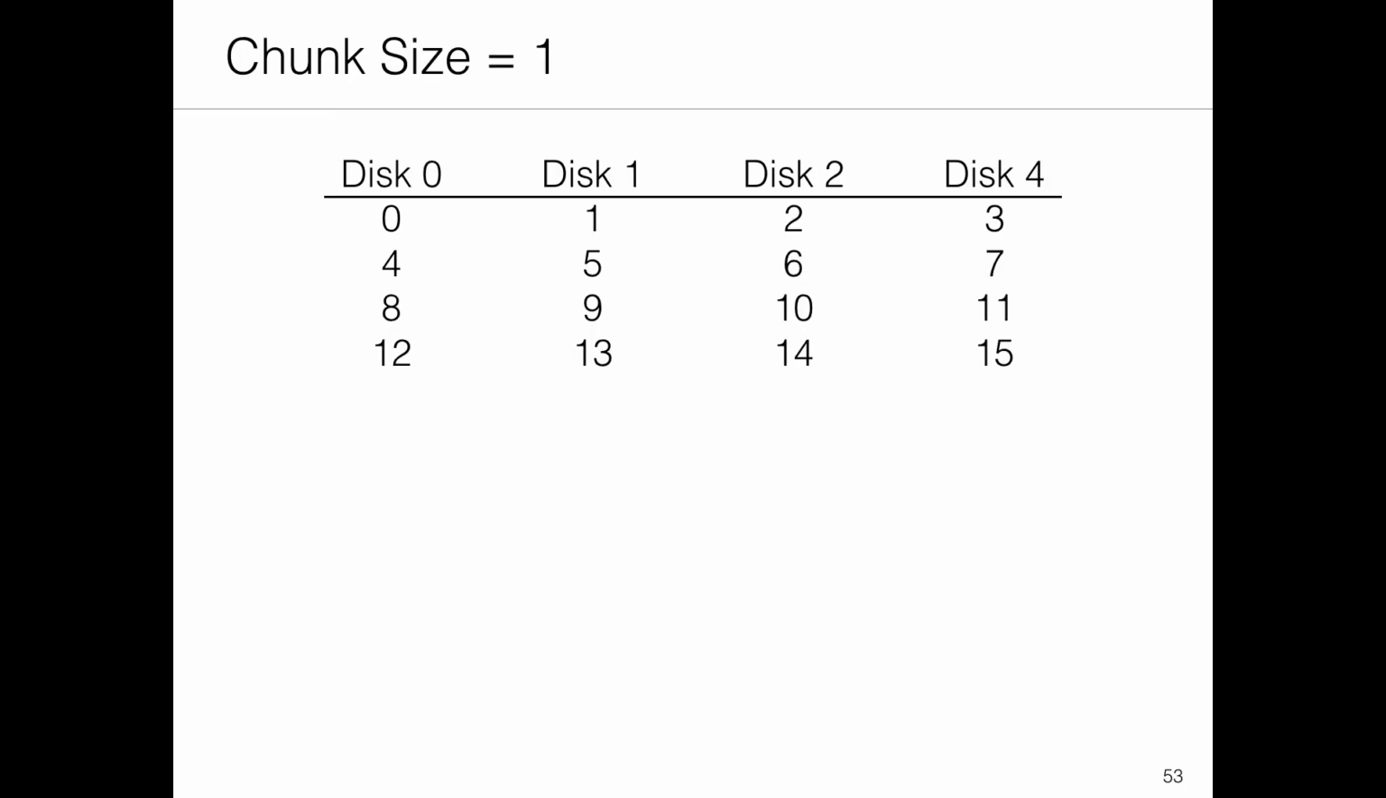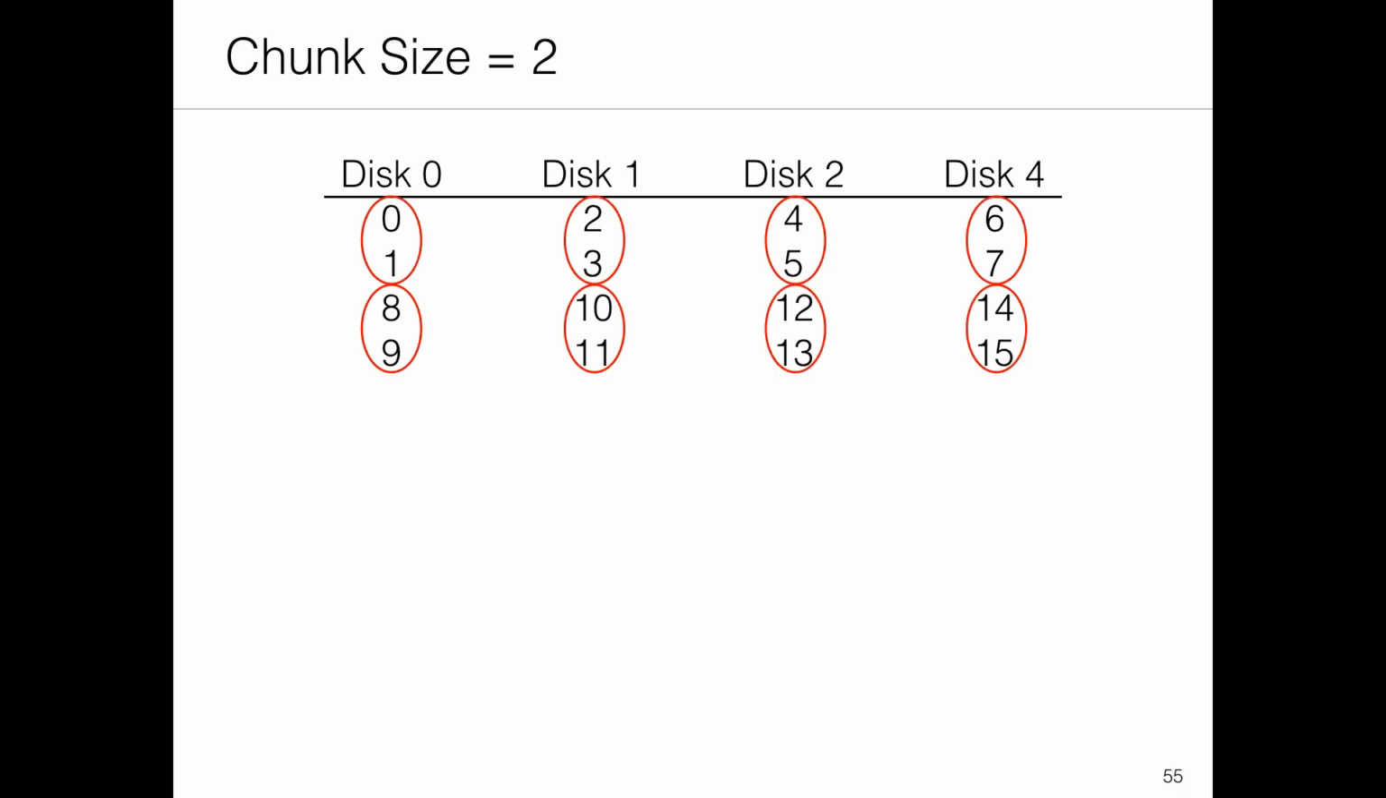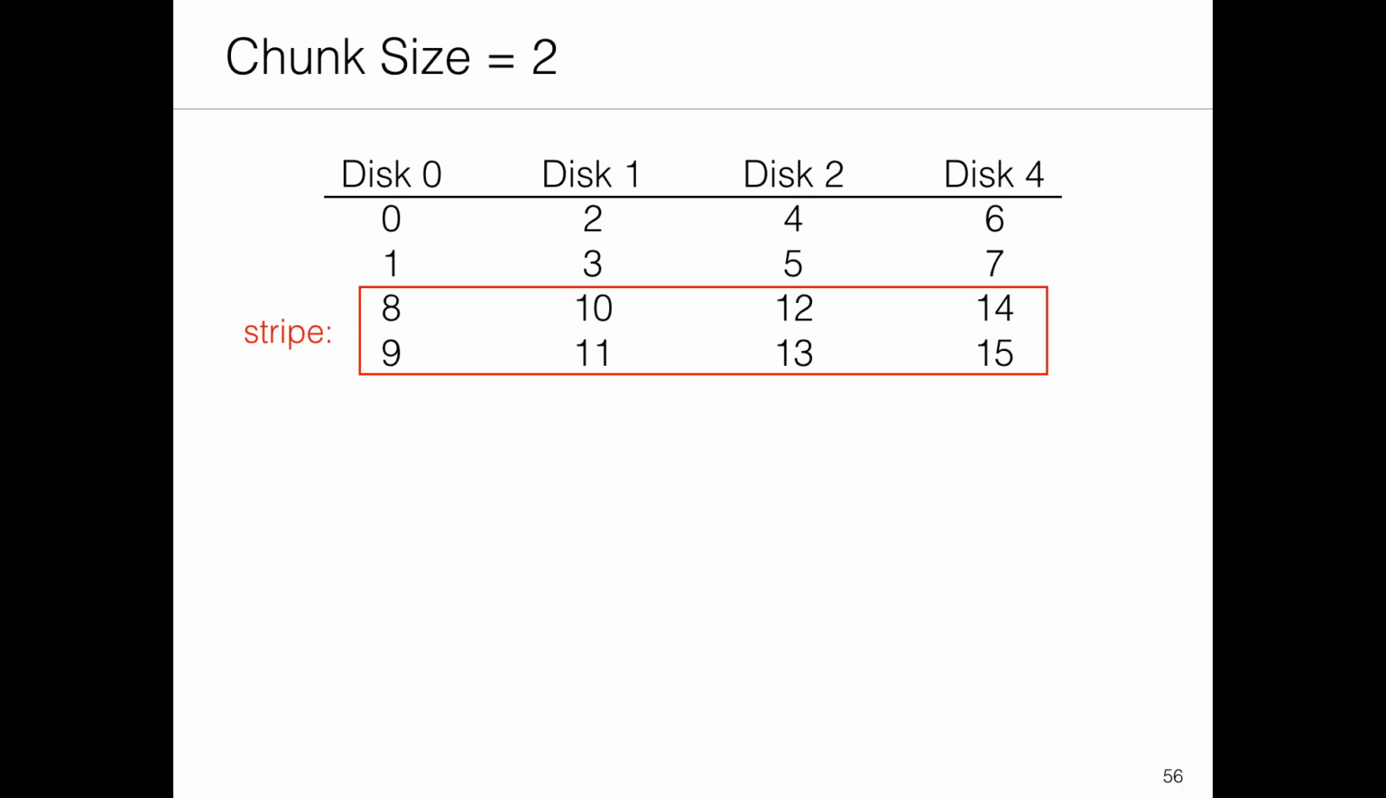Now you can also have different chunk sizes. Chunk size equal to 1 means that you write one block or one entity in one disk, and then you move on to the next disk. We can also have chunk size equal to 2, which means you've written 0 and 1, then 2, 3, then 4, 5, 6, 7, and so on and so forth. In this case, the chunk size was 2, so 2 rows now constitute a stripe.